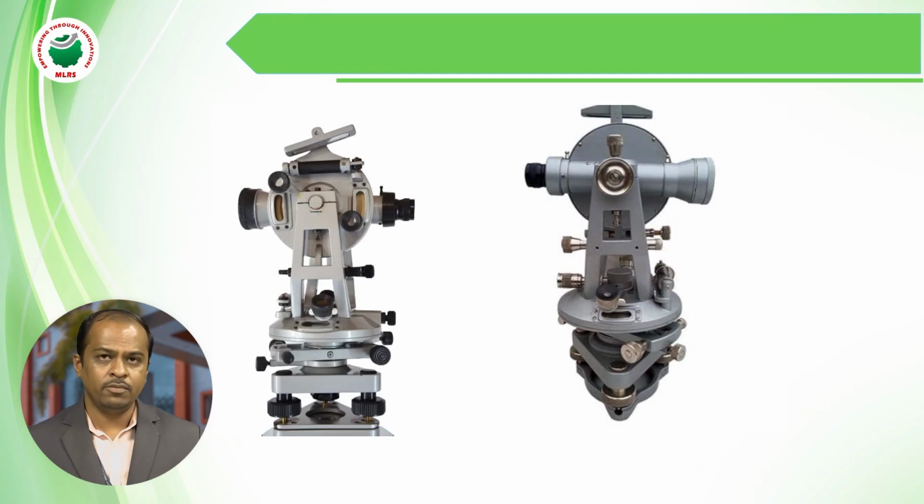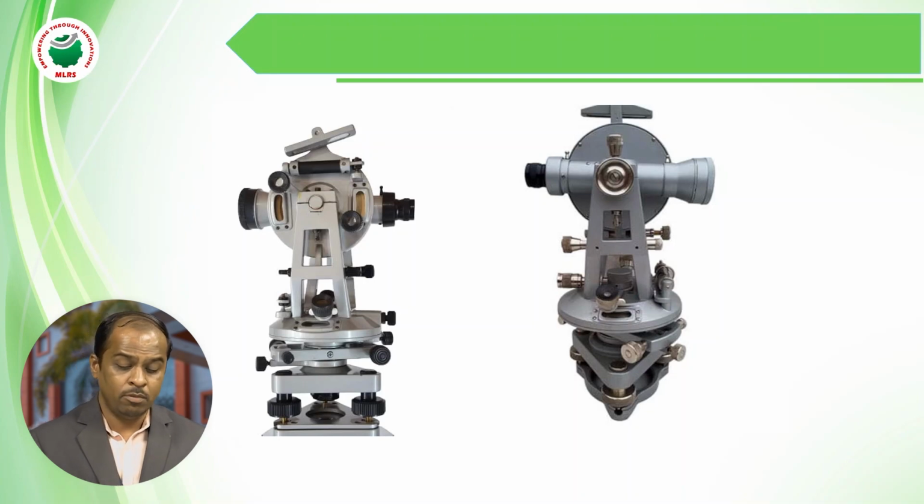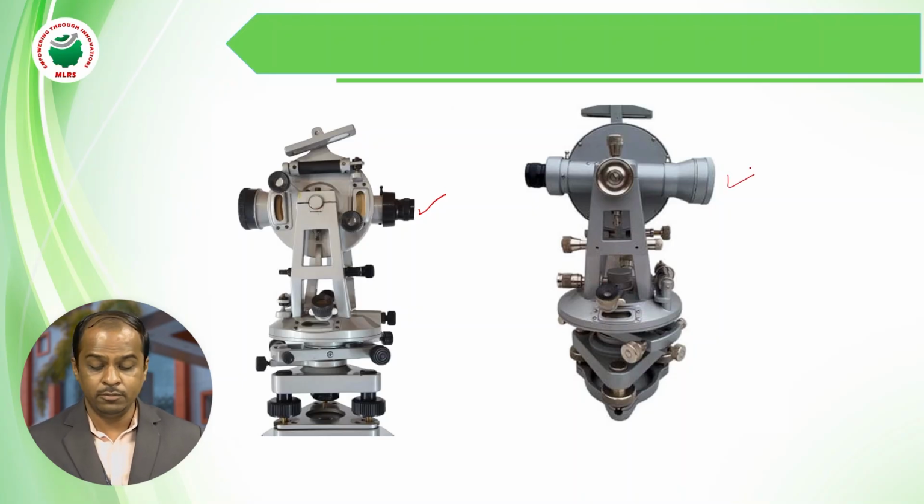So here is the diagram or picture of the theodolite. Here you can see the telescope. This is the left side photo and this is the right side of the instrument photo. Here it is a telescope, eyepiece, object glass, and this telescope is supported on the A-frame support.